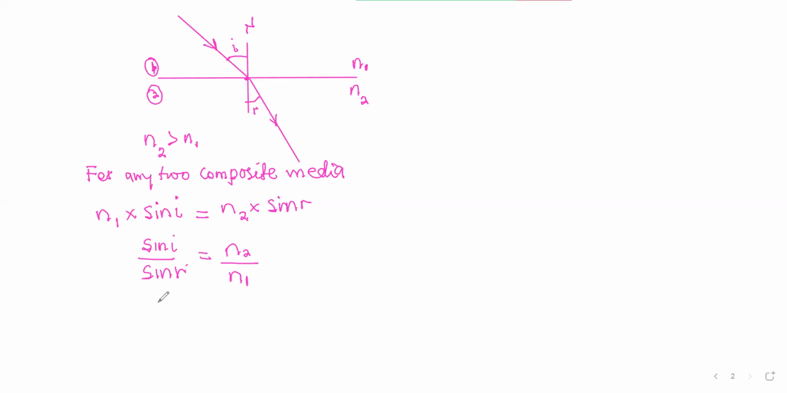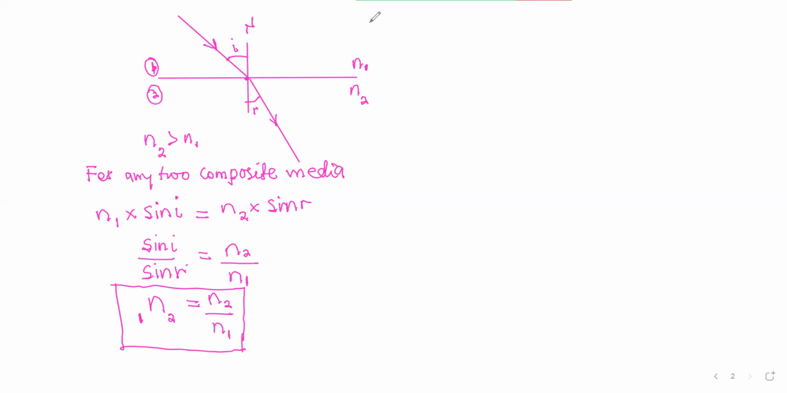Sine i over sine r is Snell's law, which says that the refractive index as light moves from 1 to 2 is equal to n2, the absolute refractive index of medium 2, over n1, the absolute refractive index of medium 1. So this is the concept of relative refractive index.